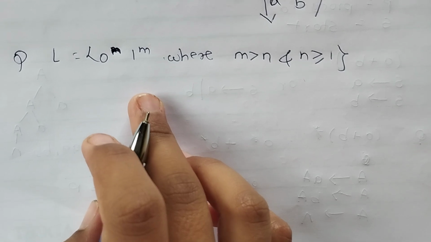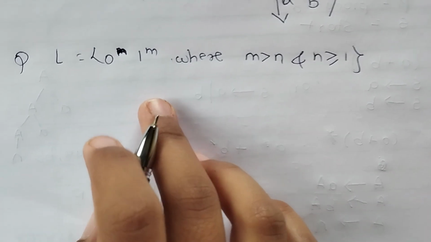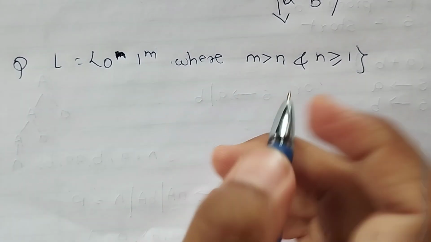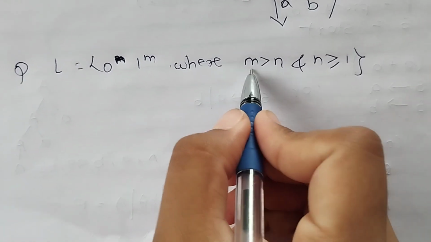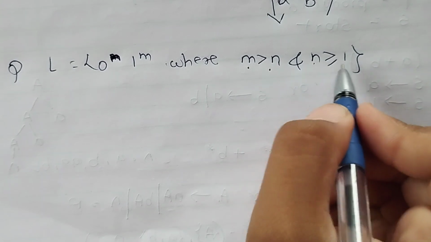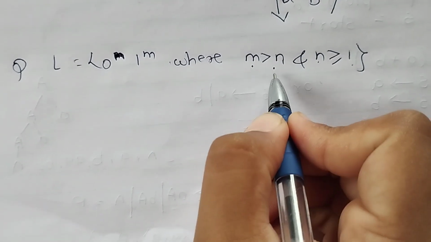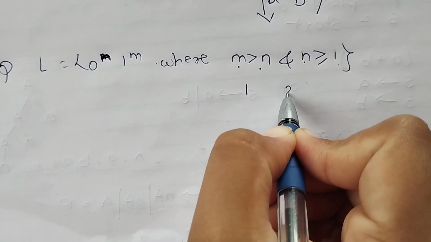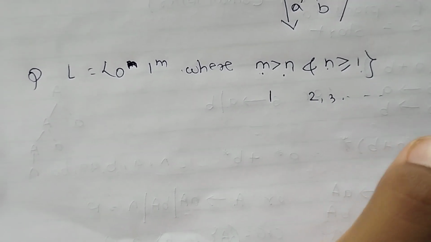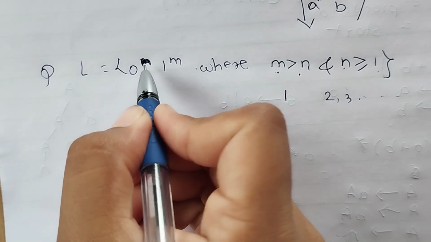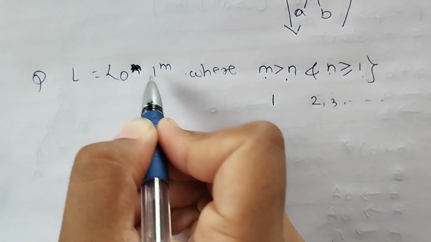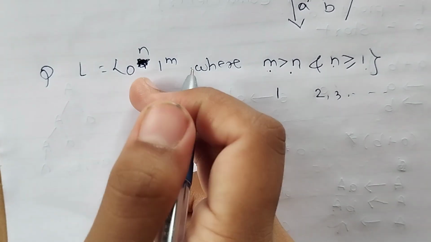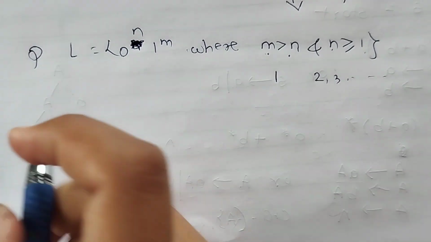So this is one more example. This is from our tutorial. So we want this production. Here the condition is m is greater than n and n is greater than or equal to 1. Means when n is equal to 1, that time m always starts from 2, 3, 4, 5, and so on. Now how do we write this? 0 raised to n and 1 raised to m. This is n. I write here 0 raised to n, 1 raised to m.